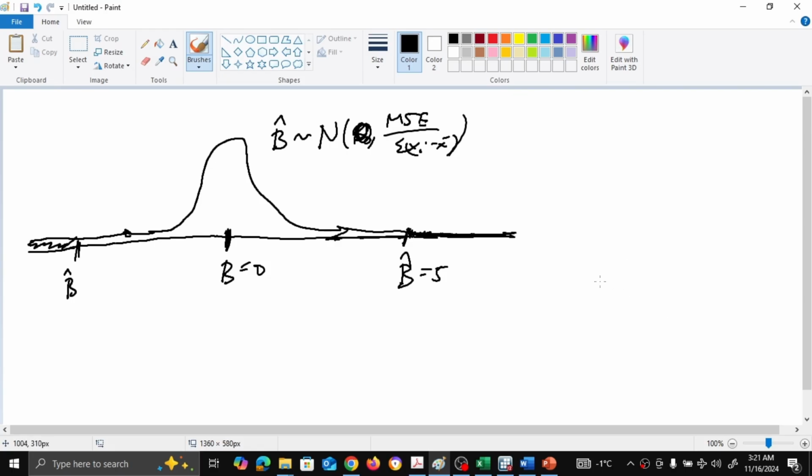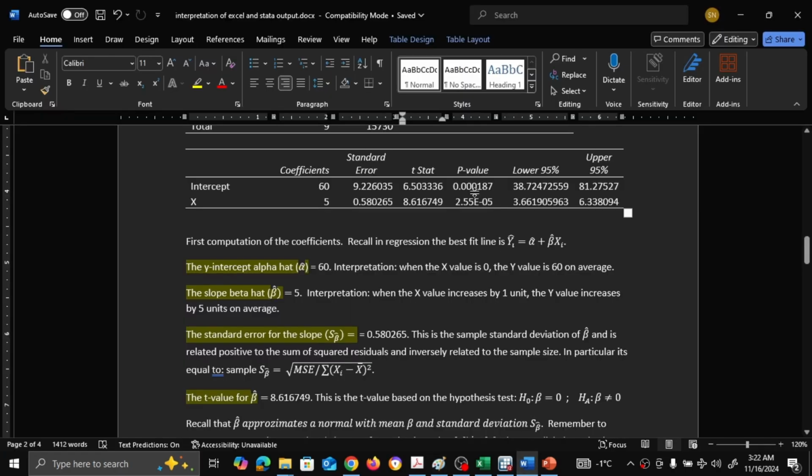Actually, the t, right? I transform into a t according to the program, right? That was the t, not the z. So we have to be a little bit more careful, okay? But anyways, let's see what the p-value the program computed for us.